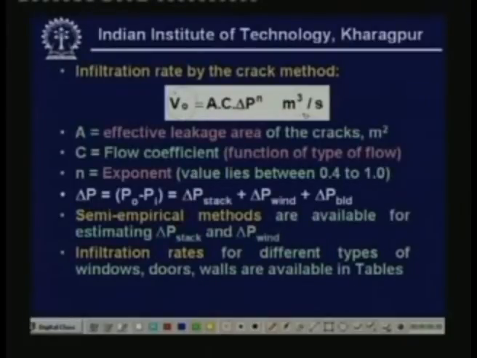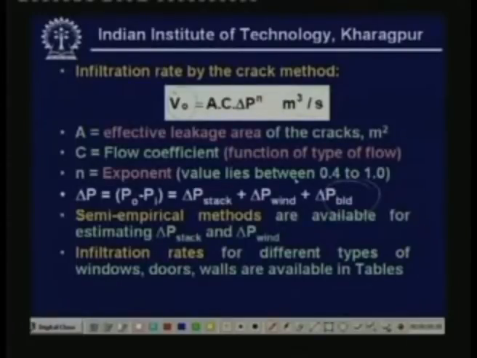And what is delta P? Delta P is nothing but the pressure difference between the outdoors and indoors. So delta P is equal to P naught minus Pi, where P naught is the outside pressure and Pi is the inside pressure. It is seen that delta P is a summation of pressure difference due to stack effect, pressure difference due to wind effect, and pressure difference due to building pressurization. That means if the building is pressurized, there will be a pressure difference.